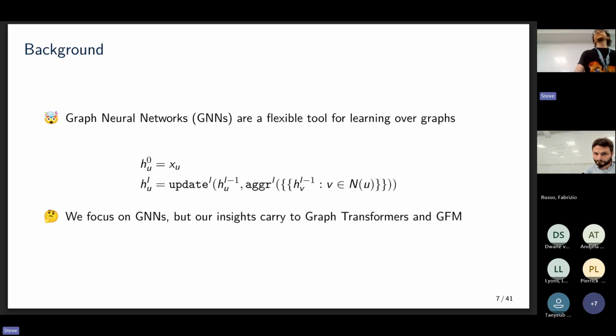Okay, but basically our actual focus is on graph explanation, regardless of whether the models come from a graph neural network, a graph transformer, or the latest graph foundation model of your choice.